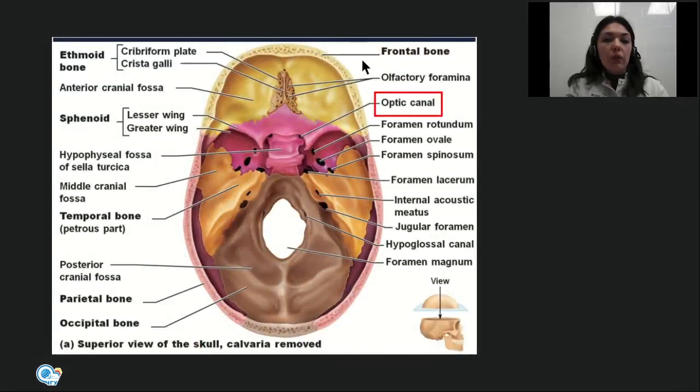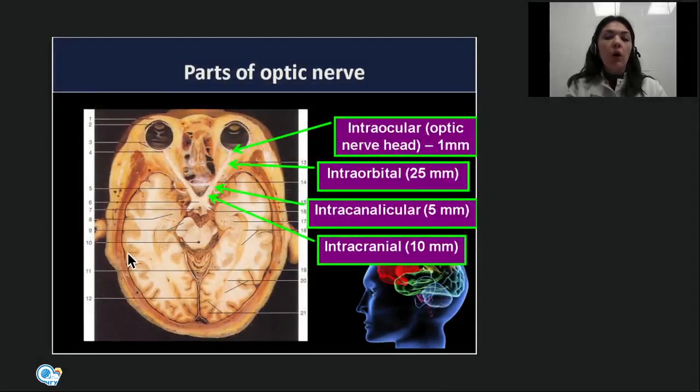So the optic nerve enters the cranial cavity because it is sensory. It enters, yes, through the optic canal. The optic canal, you remember, is located in the base of the lesser wings of the sphenoid bone. So in the optic nerve, 4 parts are distinguished topographically, according to the topography.